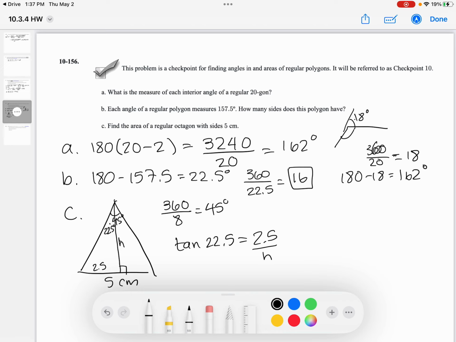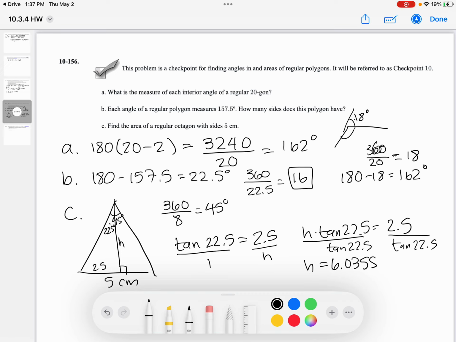Okay, now we need to solve for h. I could cross multiply, right? h times tangent of 22.5 equals 2.5, and then divide by tangent of 22.5. To find my height is 2.5 divided by tangent of 22.5 degrees, which is 6.0355. Put that in your calculator. Okay, excellent. Now I know my height, and I know my base.